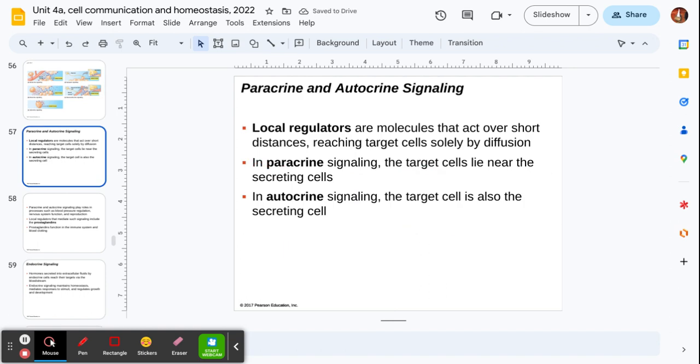Okay, some signals are local. We talked about endocrine at the very beginning, and I said that in the endocrine, the signaling starts one place and it usually moves quite a distance. There's also times where cells just want to communicate with cells that are nearby, and that would be things like paracrine signaling. So paracrine signaling is where when a cell releases a chemical message, its target cells are going to be pretty close by. They're going to be nearby.